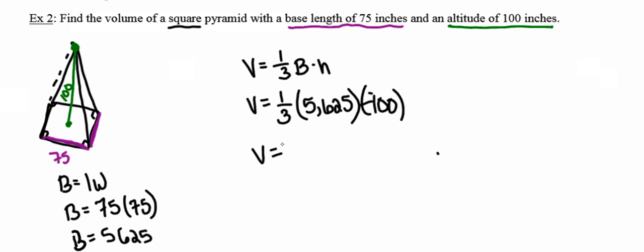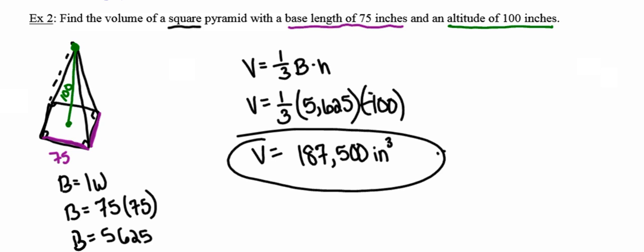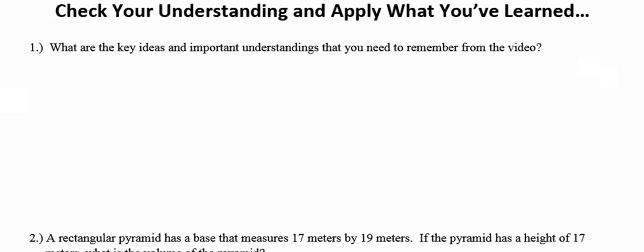So now I'm going to get out my calculator and multiply 1/3 times 5,625 times 100. And when I do that, I find that the volume of this pyramid is 187,500 cubic inches, or inches cubed. All right, so that's all I have for you on volume of the pyramid.